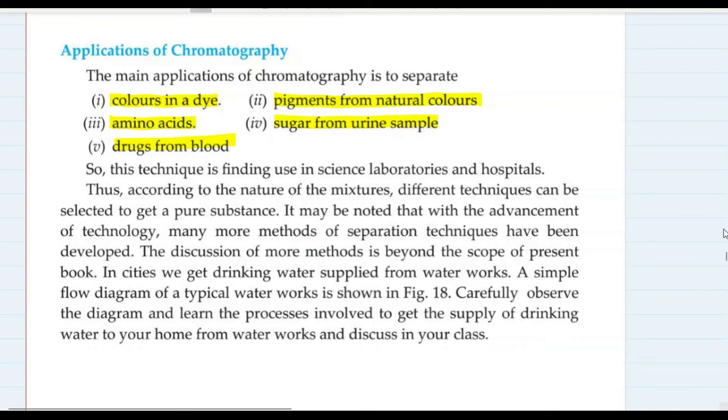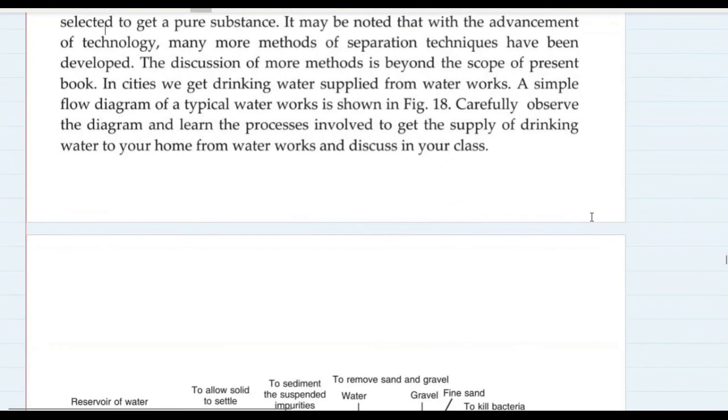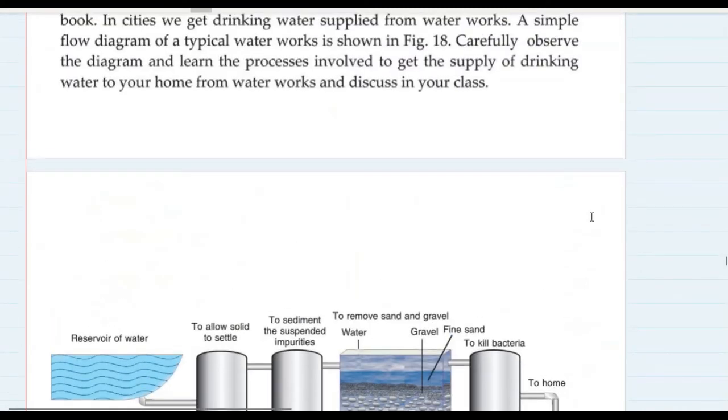So according to the nature of the mixture, different techniques can be selected to get a pure substance. It may be noted that with the advancement of technology, many more methods of separation techniques have been developed. The discussion of more methods is beyond the scope of the present book. In cities, we get drinking water supplied from waterworks. A simple flow diagram of typical waterworks is shown in the figure. Carefully observe the diagram and learn the processes involved to get supply of drinking water to your home from the waterworks and discuss in your class.